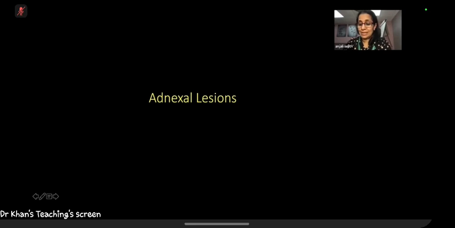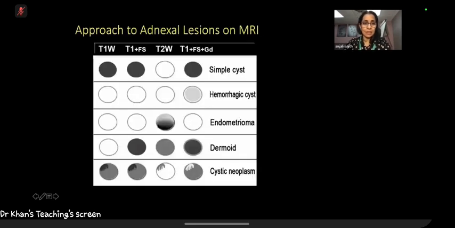So we are now going to look at the adnexal lesions, okay? Before we go into the cases, let's have a look at how to approach an adnexal lesion. The basic sequences we need are a T1 weighted, T1 fat saturated, T2 weighted, and T1 post-contrast images. For many pathologies you may not require a T1 fat saturated or post-contrast sequence, as the diagnosis can be confirmed with T1 weighted, T1 fat sat and T2 images.